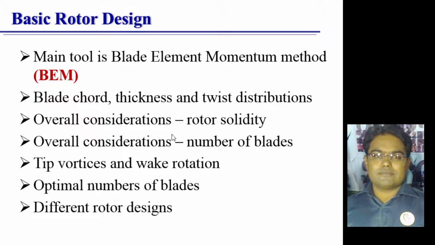And then the overall consideration is rotor solidity and number of blades. How many blades can we use on a wind turbine, either three or two? That depends on the power requirements, and these are the major constraints. Tip vortices should be lesser and break rotation should be lesser when we are putting those blades in operation. An optimum number of blades needs to be decided separately, and different rotor designs should be tested to come up with a conclusion for the optimum rotor design.